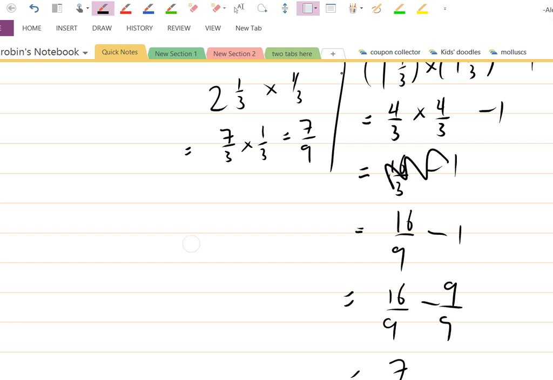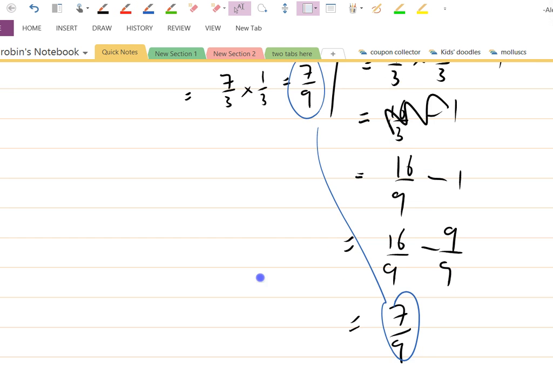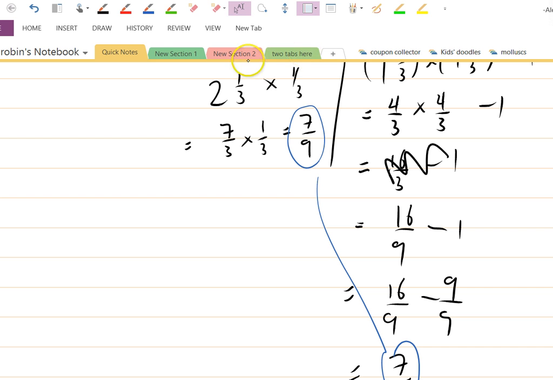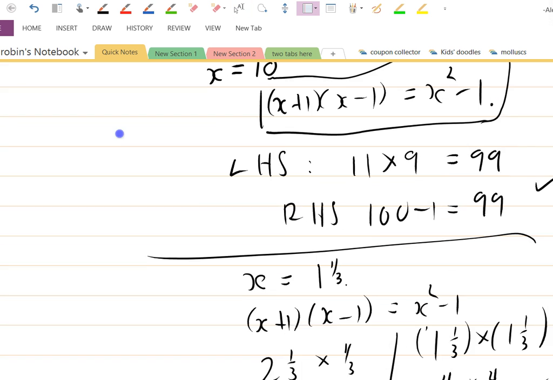Ha! In fact, I'm going to change colours. I'm going to go up there and there and there. Same number, 7 9ths and 7 9ths. So it seems to be checking out. Well, I think that's wonderful, so I'm going to stop there.